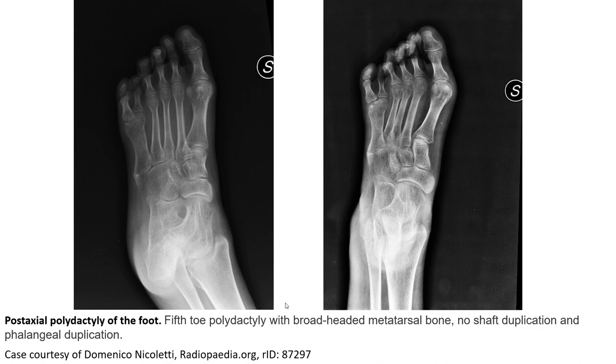This is the case of postaxial polydactyly of the foot. So, fifth toe polydactyly with broad-headed metatarsal bone, no soft tissue duplication and phalangeal duplication.